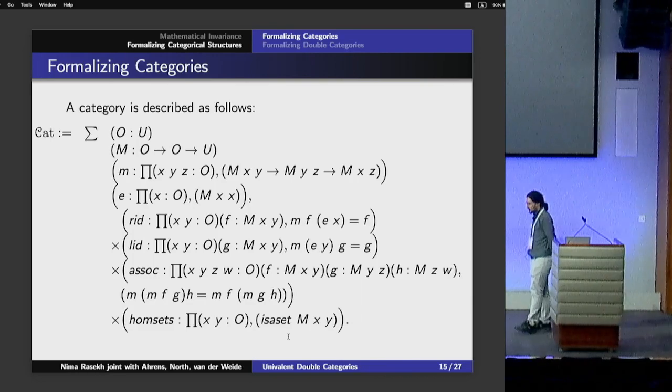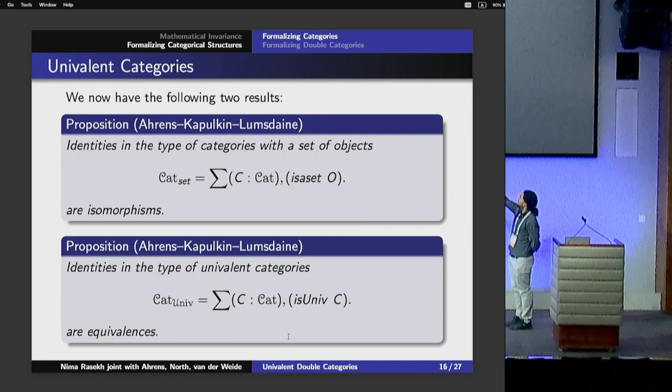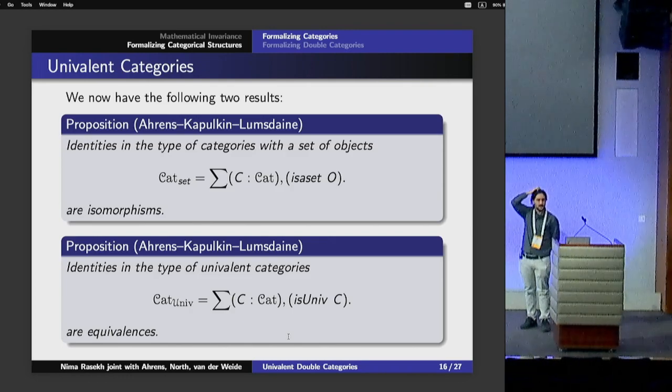So now the claim is we take this definition of a category, so objects, morphisms, plus the axioms, and we add one property, and then it will have exactly the right invariance that we wanted. This has already been done quite a while ago. It goes back to work by Ahrens, Kapulkin, and Lumsdaine, who show that we can, for example, impose the condition that the objects also form a set, and then, in some sense, everything reduces back to the non-univalent, non-homotopical setting, and everything is isomorphism invariant.